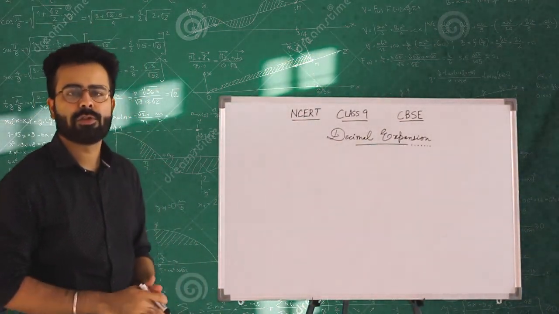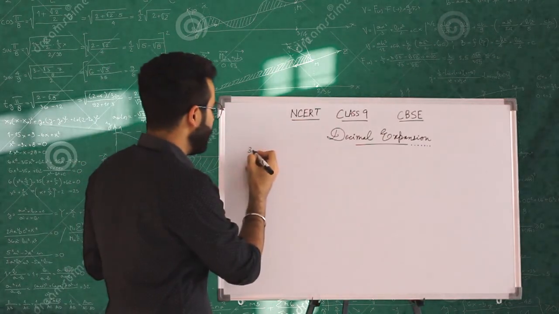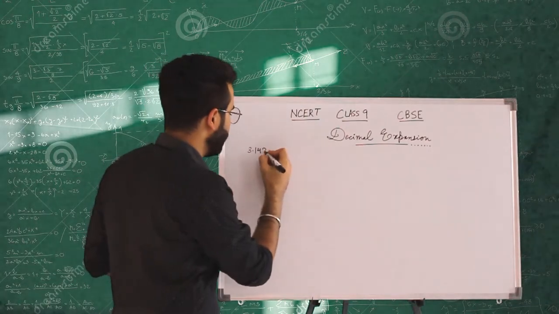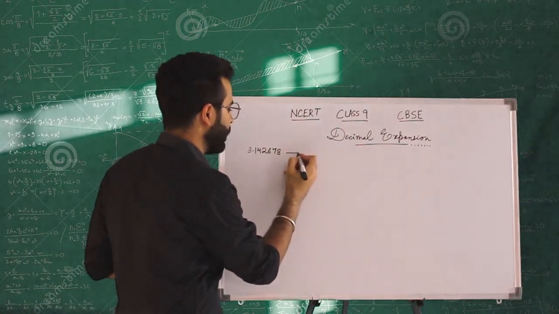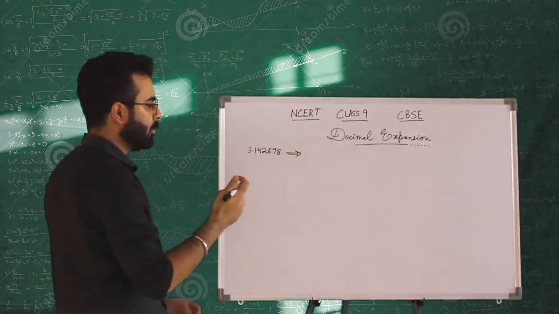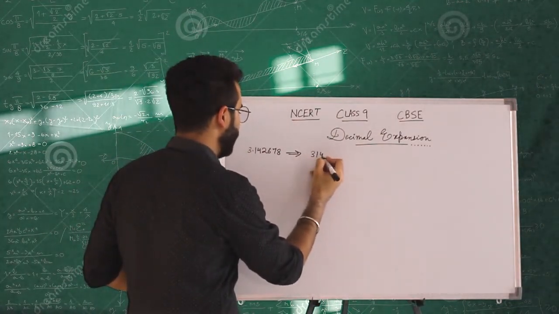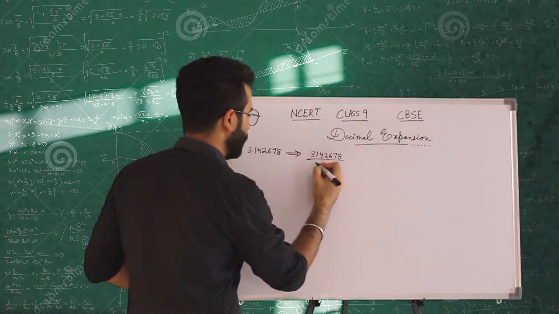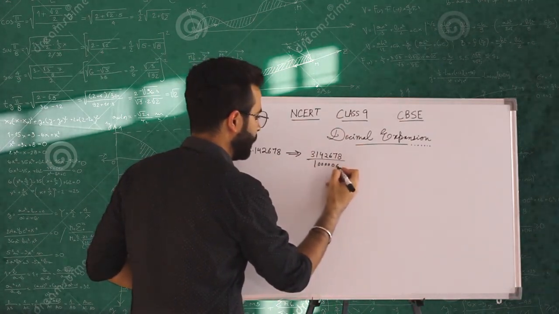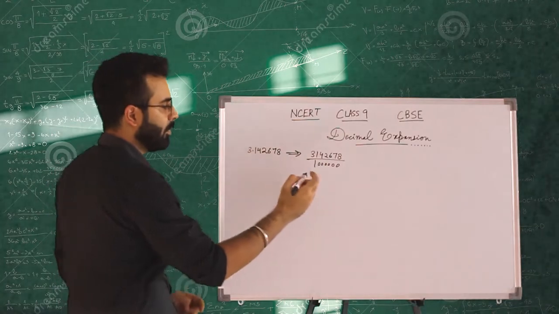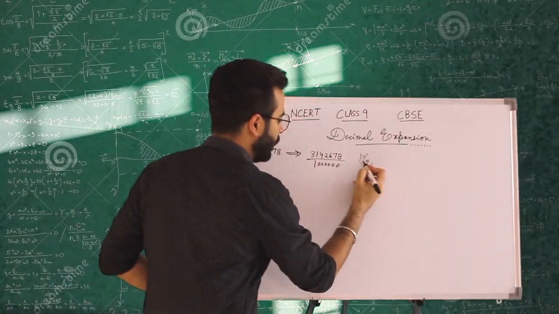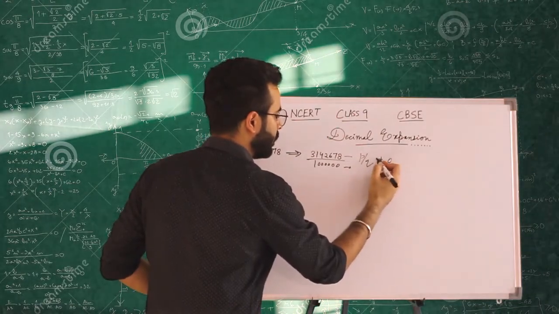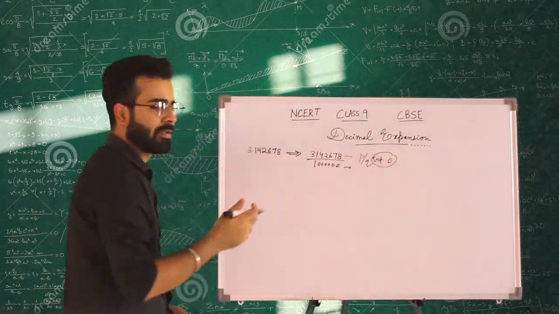The first is, show that 3.142678 is a rational number. So how will you show this? We can write this as 3142678 divided by 1000000. So we have represented this number in the form p by q, where p and q both are integers and q is not 0. So this is a rational number.